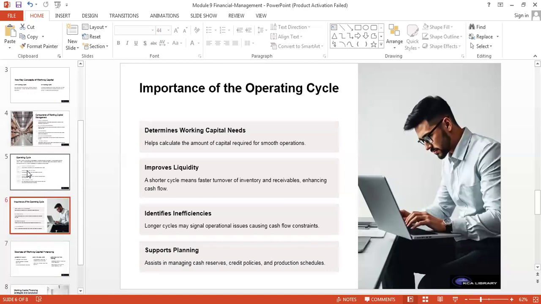The importance of the operating cycle: it determines working capital needs. It improves liquidity. Also, it identifies inefficiency, that is, a longer cycle may signal operational issues causing cash flow constraints. And lastly, it supports planning. That is, it assists in managing cash reserves, credit policy, and production schedules.